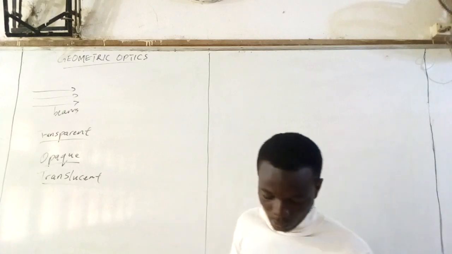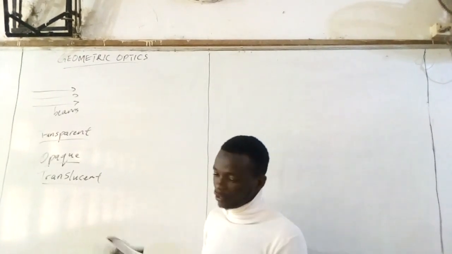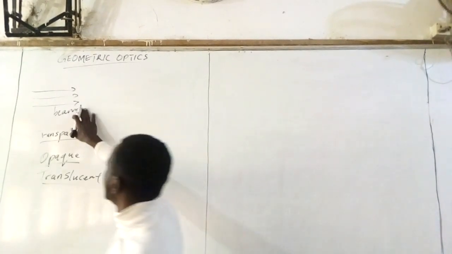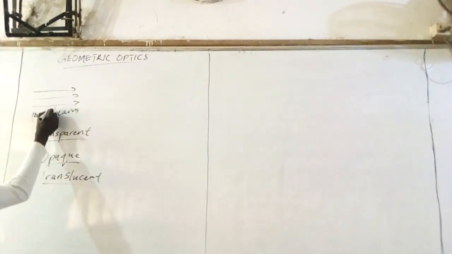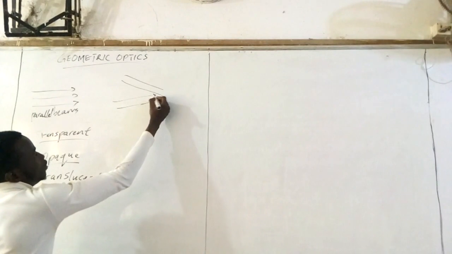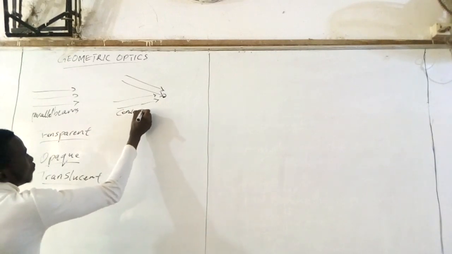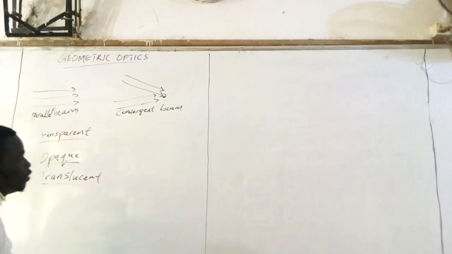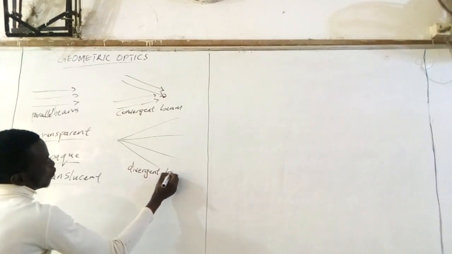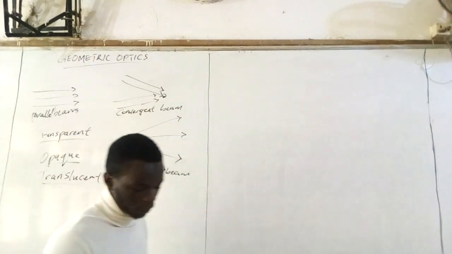The other time I talked about beams, which consist of many rays traveling in a particular straight line. So we have three types of beams. We have the parallel beam. So this one is called the parallel beam. Then we have the convergent beam. The convergent beam starts from a source and meets at a particular point. So this is the convergent beam. Then we have the divergent beam. So these are the three types of beams we have.